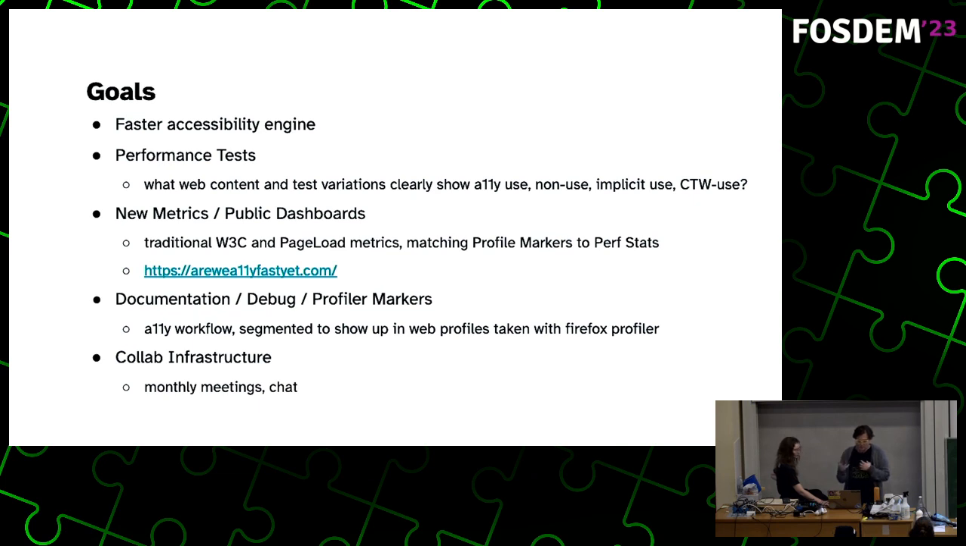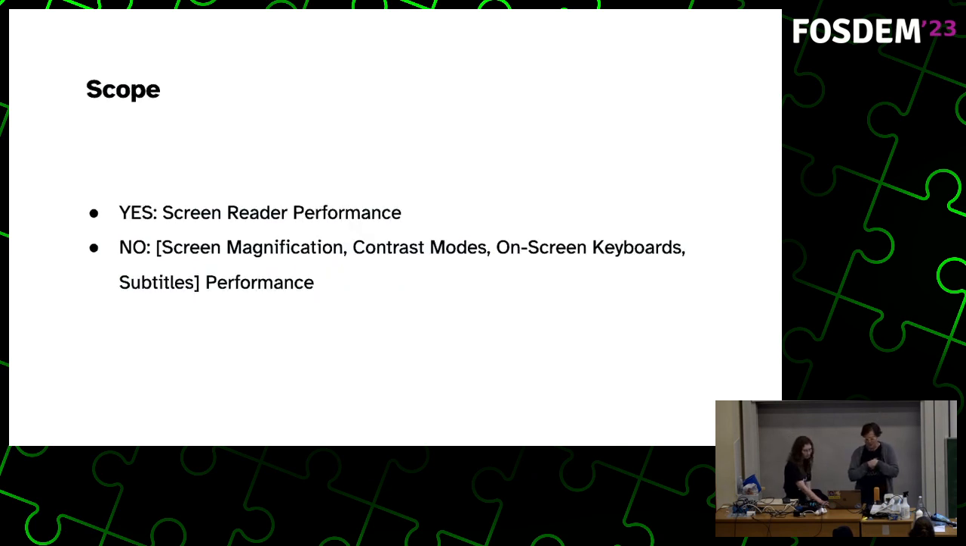We want to improve our documentation. We want to improve the debug experience. As such, we're going to talk a little bit later about the profile markers that Nazim talked about earlier, but specifically the accessibility ones. And we want to set up an infrastructure for collaboration. So scope on this is we're going to be talking about screen readers pretty much only. And we're not going to be talking about any of these other accessibility technologies like screen magnification, contrast modes, on-screen keyboards, subtitles, any of that. That's all deferred till later in this work.